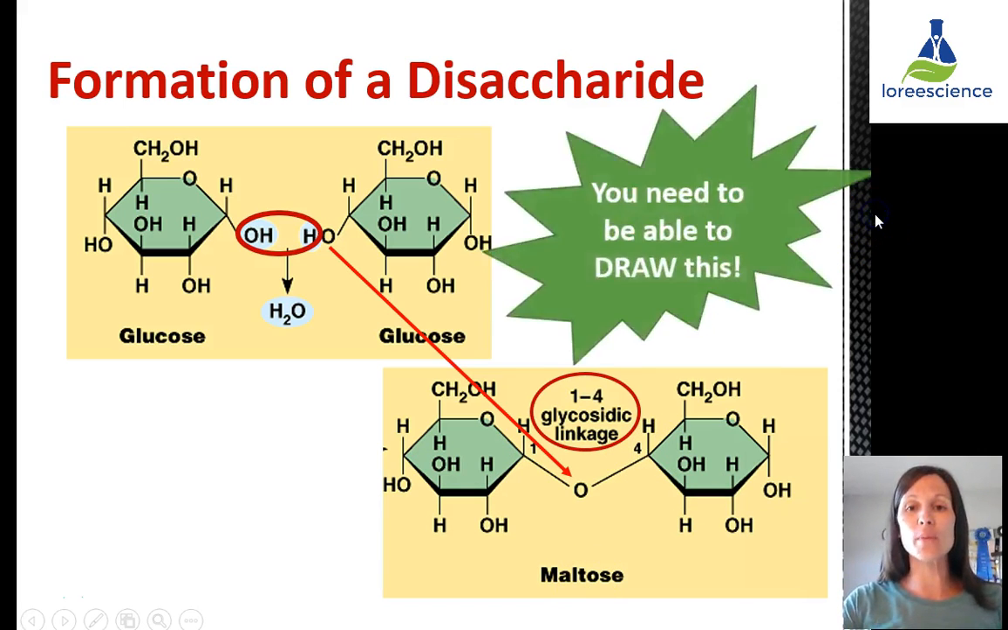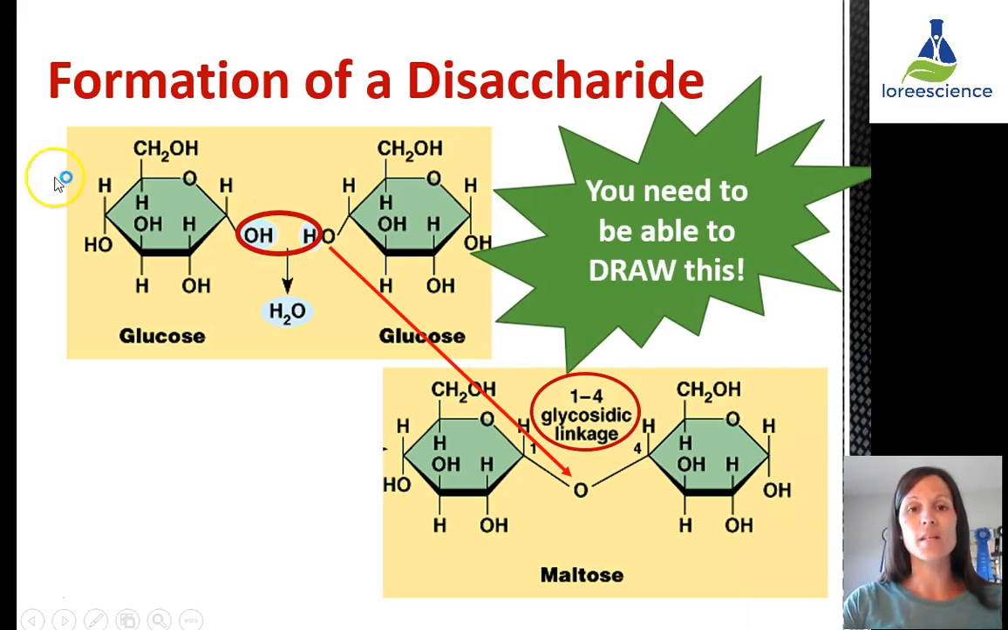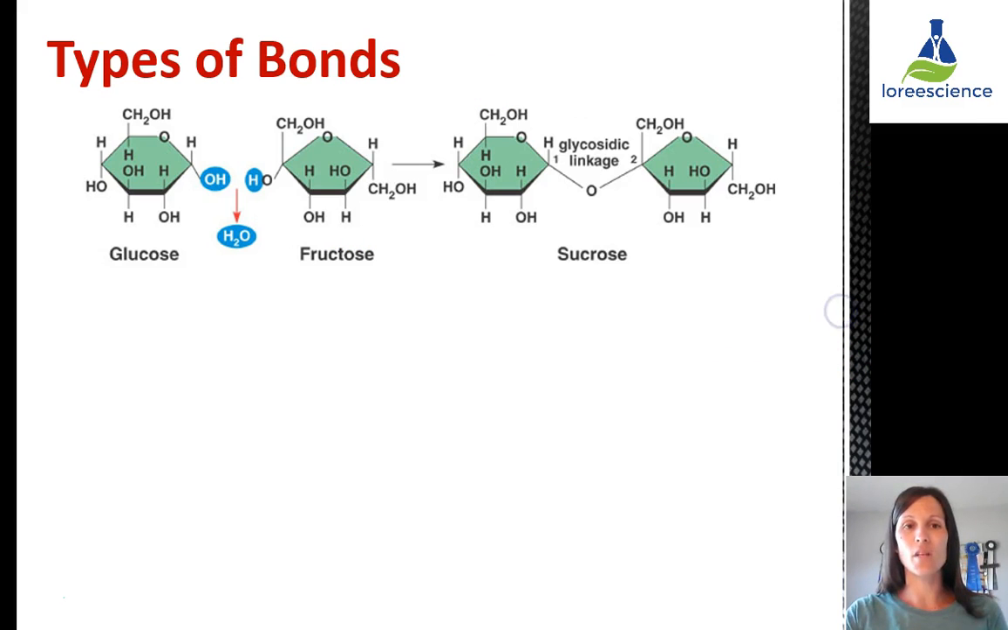You do need to be able to draw this, so take a moment now and make sure that you can draw this in your notes. Step 1 and step 2. Even more specifically, this is called a 1,4 glycosidic linkage, specifically because it is the carbon 1 on this molecule and a carbon 4 on this molecule that are bound together.